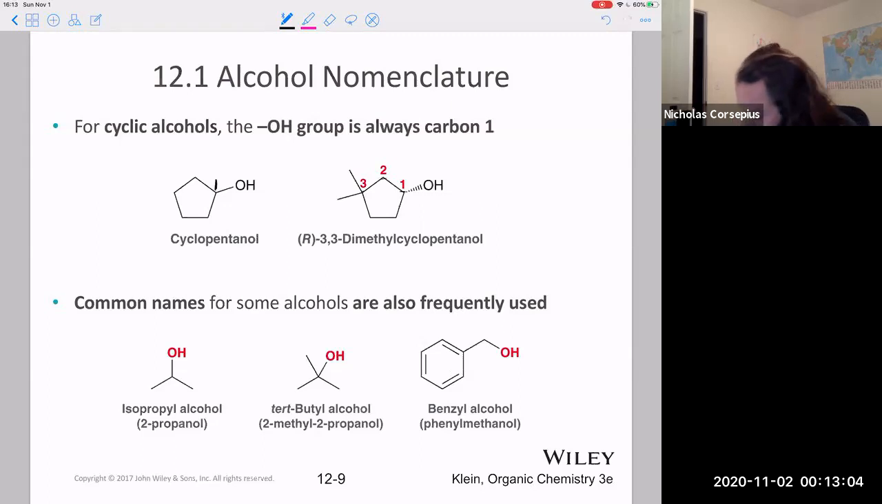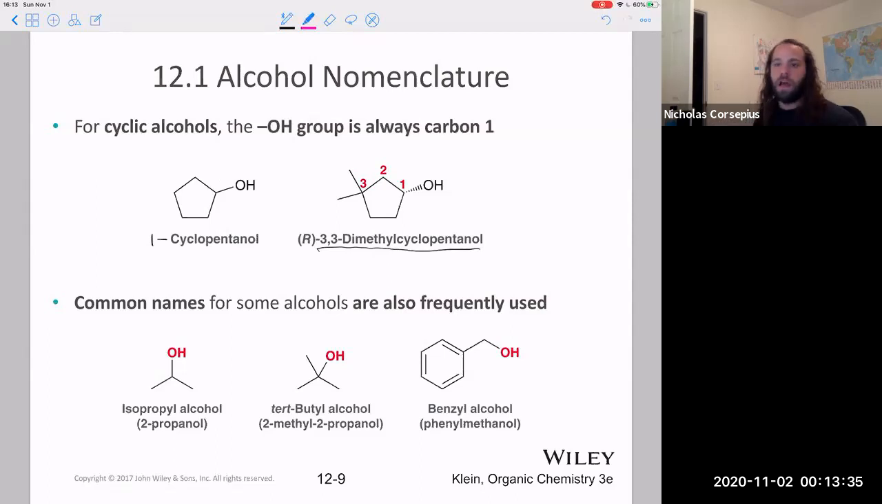Notice if you have just cyclopentanol, so just one alcohol group, there isn't that second position there. You don't actually even include the numbers. So this wouldn't even be 1-cyclopentanol because the alcohol group has to be at carbon 1. Similarly, over here, you're indicating the position of the methyl groups, 3,3-dimethyl, but then it's just cyclopentanol because again, it's implied that the alcohol group is at carbon 1.